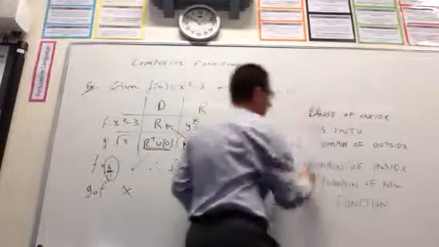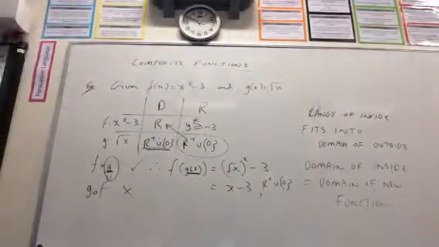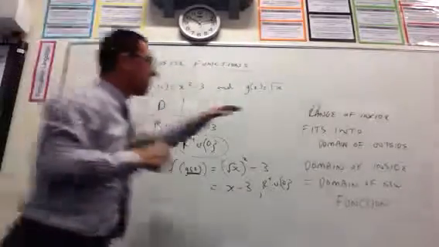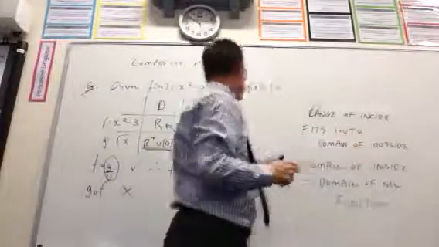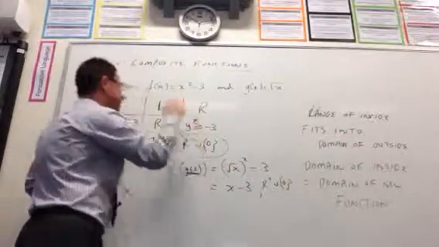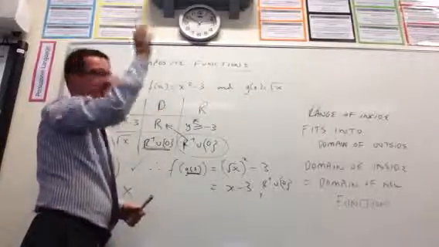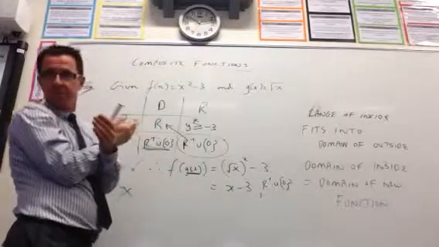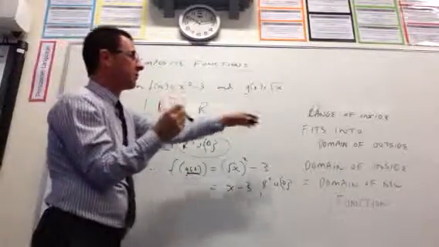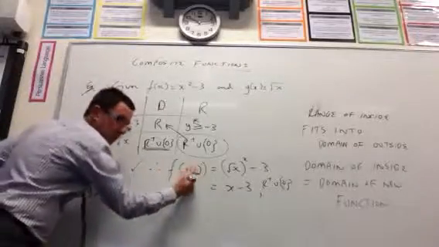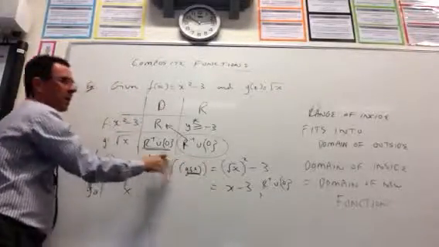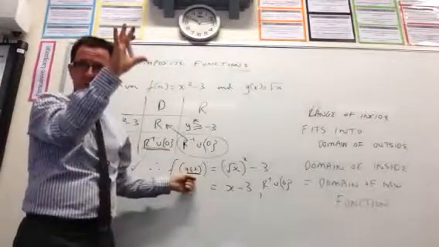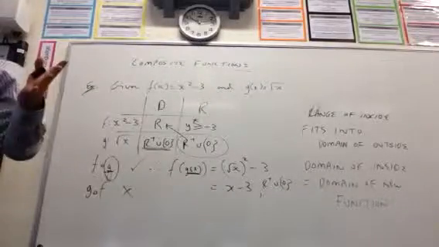There's your summary in words rather than mathematical symbols. To work out a composite function, the range of the inside must fit into the domain of the outside. This one's range fitted in there, so it works. This one's range didn't fit in there, so reject. Range of inside fits into domain of outside. And then the answer, whatever the domain of the inside was, back from the original table, becomes your new domain. That's it.